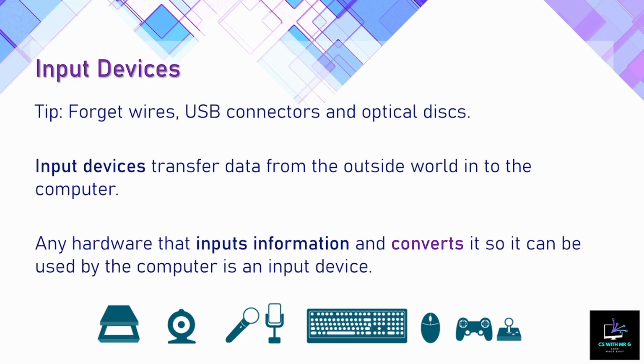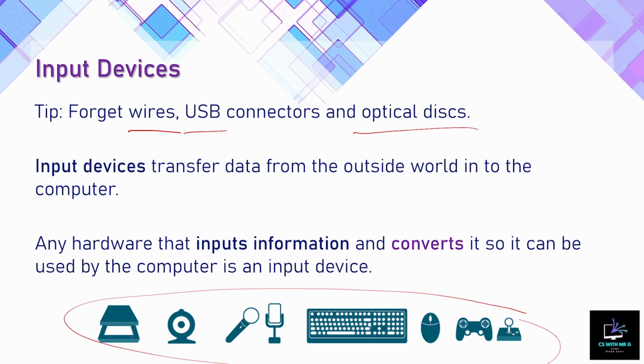So first and foremost, something I teach my younger students is when it comes to identifying if a device is an input or an output, you need to forget about the wires. If it has a wire going into a computer, if it's got a USB connector, or even an optical disc, these do not make it an input device. All these devices you can see at the bottom here will have a wire or some kind of connection to a computer, whether it's wireless or with a USB connector. But the point I'm trying to make is that despite the wire plugging into the computer, that does not determine whether it's an input or an output device.